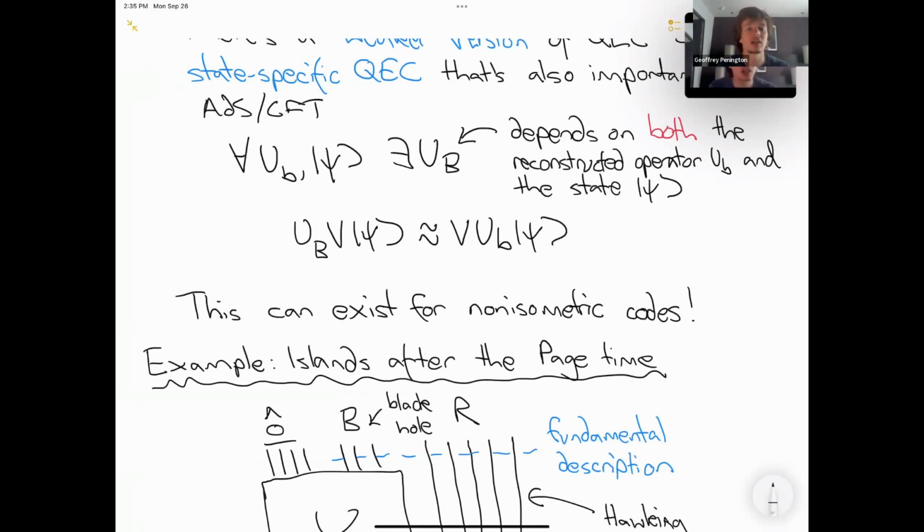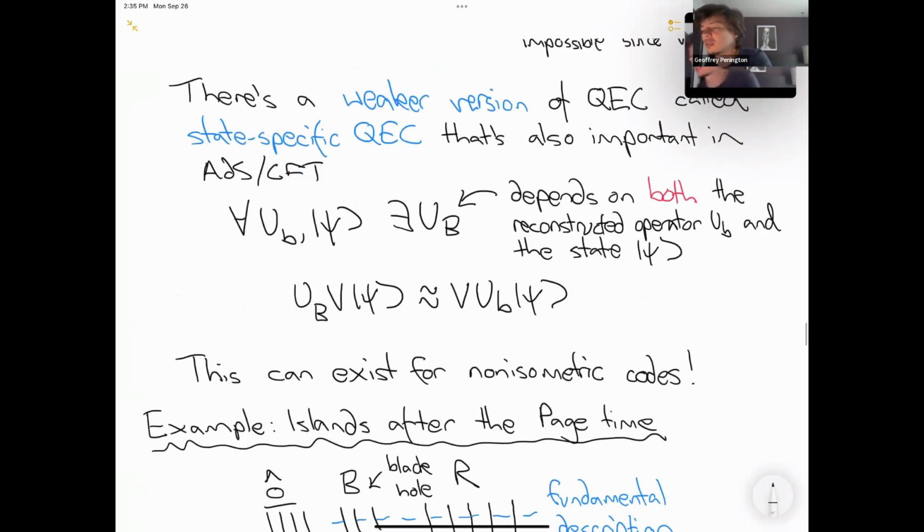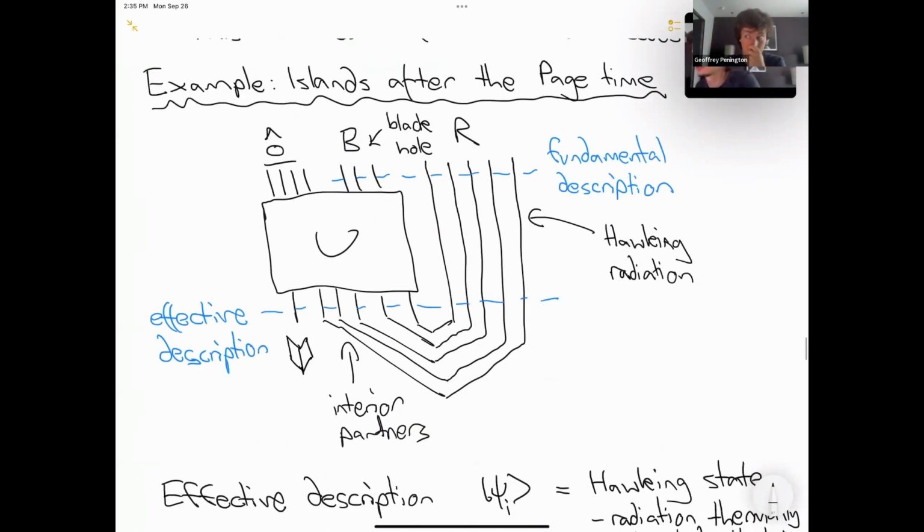Okay. And unlike traditional quantum error correction, this sort of quantum error correction can exist for non-isometric codes. And in fact, it happens in really very interesting ways in non-isometric codes. So I'm going to illustrate that with an example. The example is going to be an evaporating black hole after the Page curve time, and this idea that you have an island, an evaporating black hole, late time, a part of the interior that's going to end up encoded in the Hawking radiation. Okay.